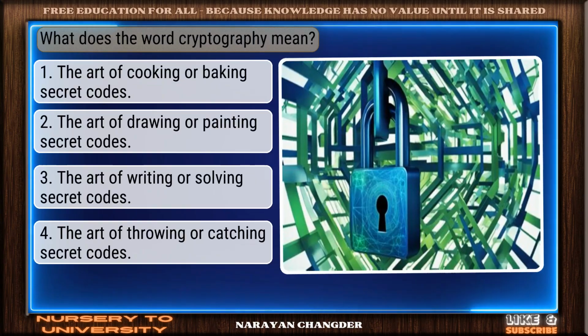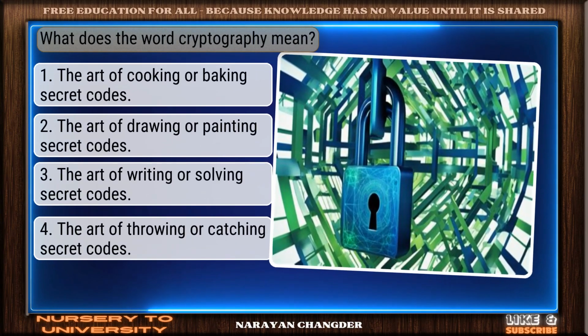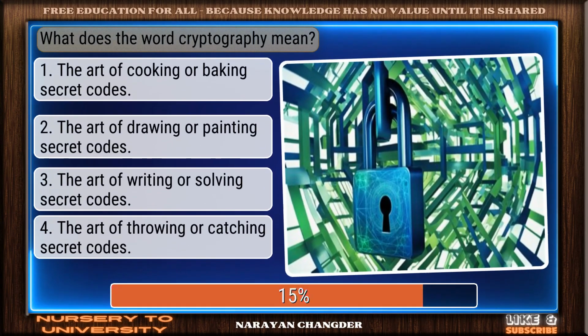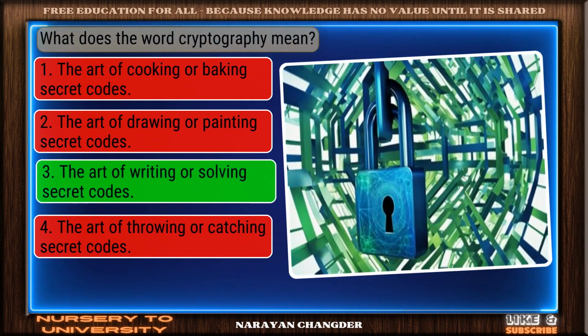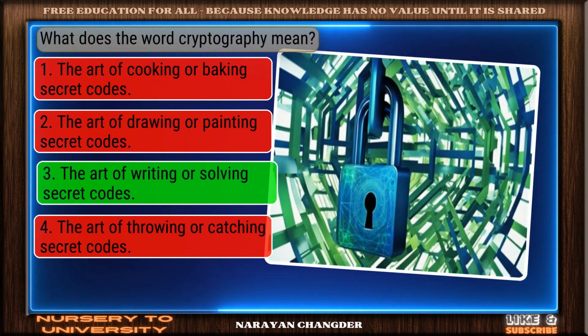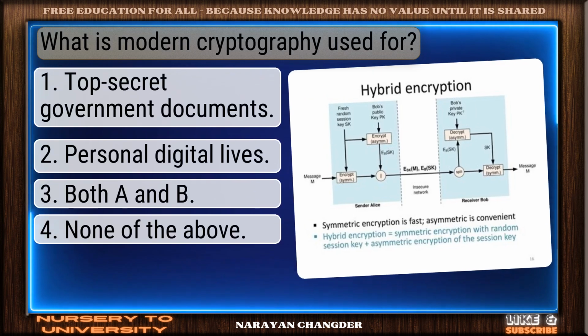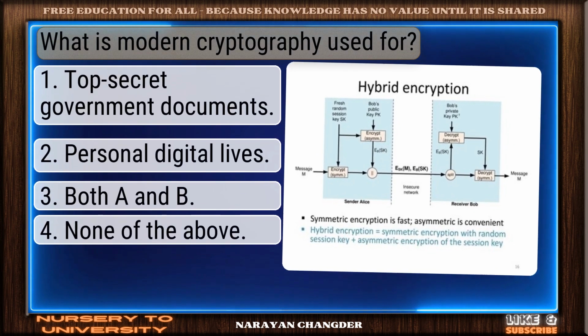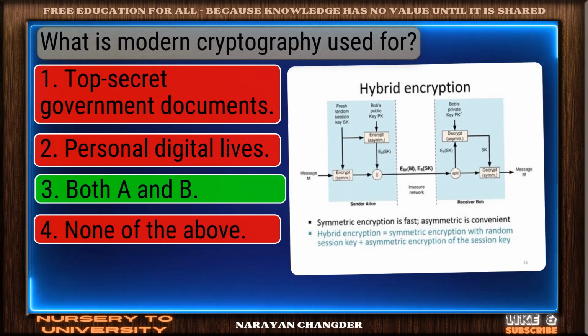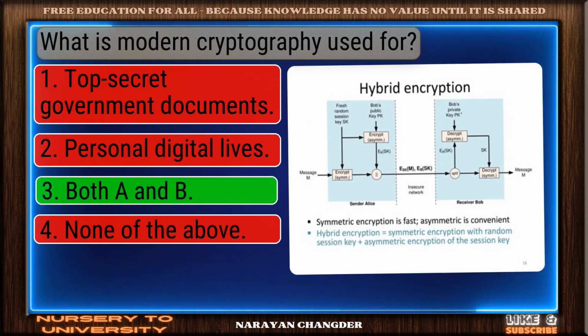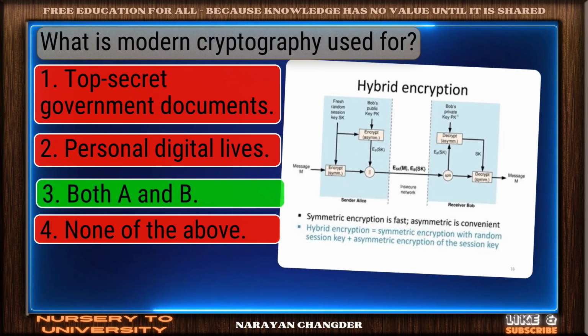Question number 66. What does the word cryptography mean? You chose the art of writing or solving secret codes, and it is correct. Question number 67. What is modern cryptography used for? Great job. Both A and B is the accurate answer.